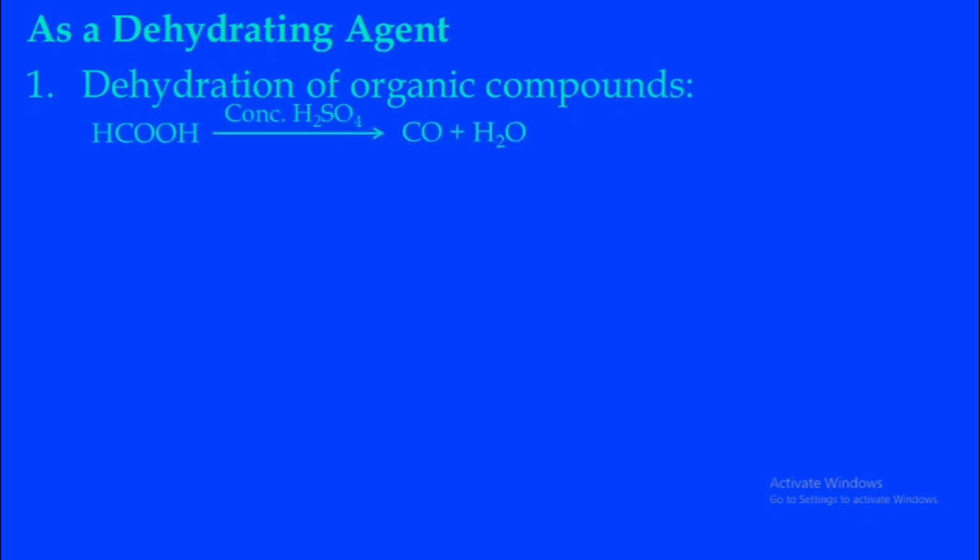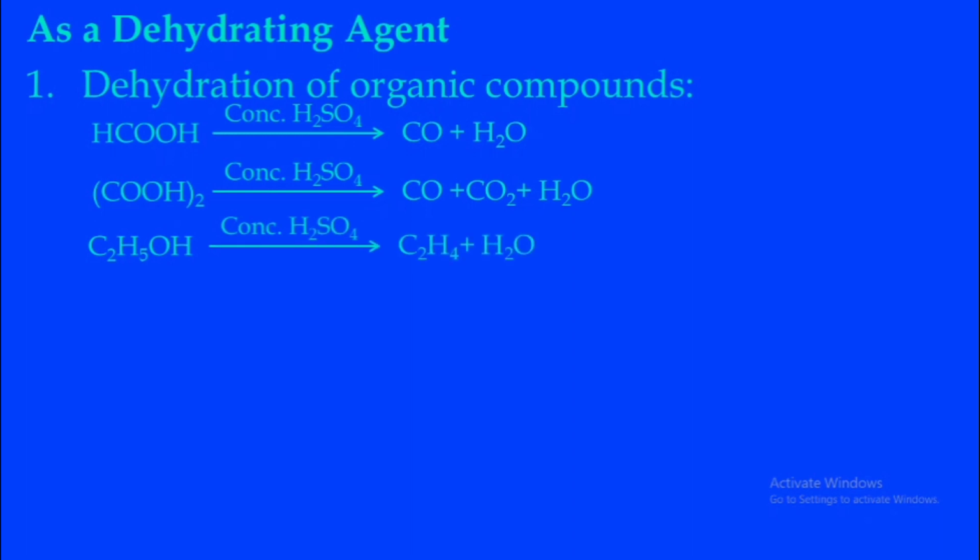First of all, formic acid. When a few drops of concentrated sulfuric acid is added to formic acid, then it is dehydrated, water molecule is removed and carbon monoxide gas is produced. Oxalic acid gives carbon monoxide and carbon dioxide gas after removal of water. Similarly, ethyl alcohol, when reacts with concentrated sulfuric acid, water molecule is removed and it results in ethene gas, C2H4, ethene gas.